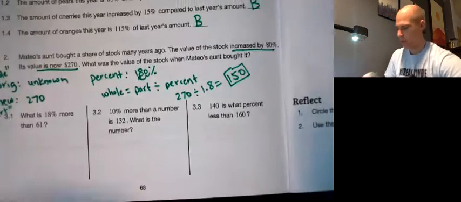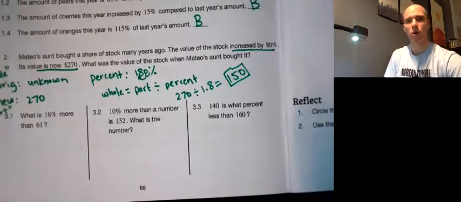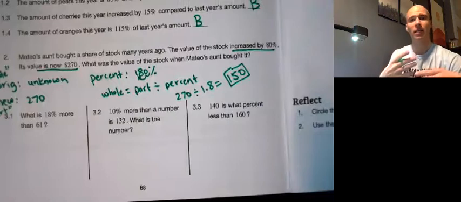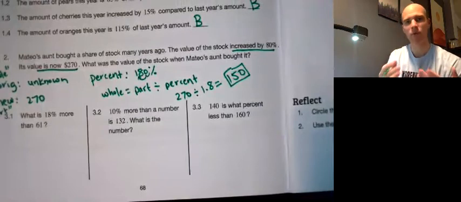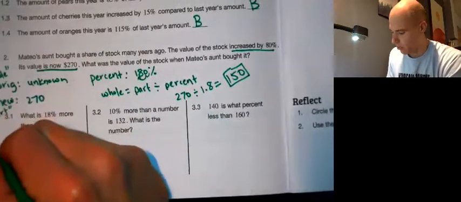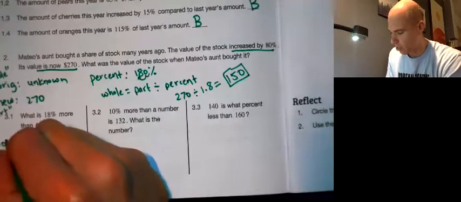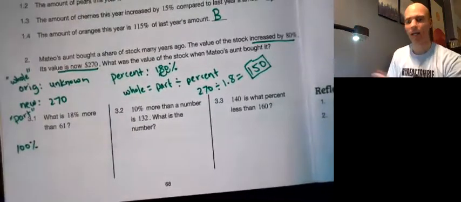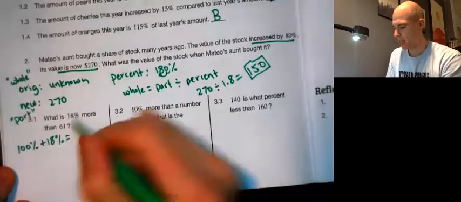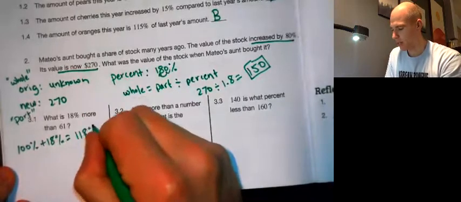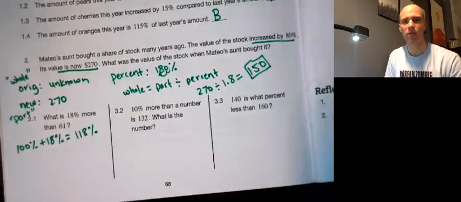All right, so 3.1 says, what is 18% more than 61? Okay, so this time the 18% is coming from the 61, so we just have to raise 61 by 18%. My favorite way to do this is to just say, well, the original 61 is 100%. Oh, I'm a little bit off the screen. And I'm trying to raise that by 18%. So I want an extra 18%. That equals 118%. So I want 118% of 61.